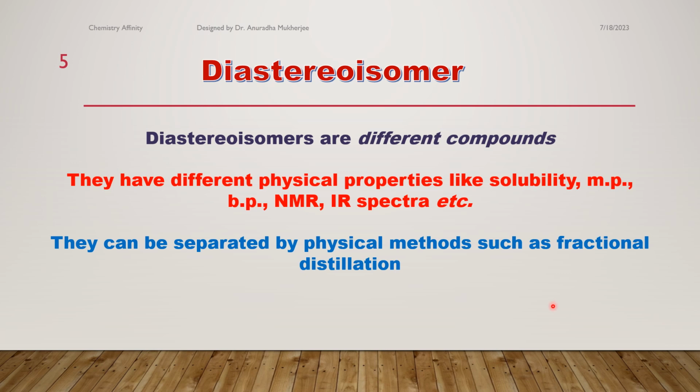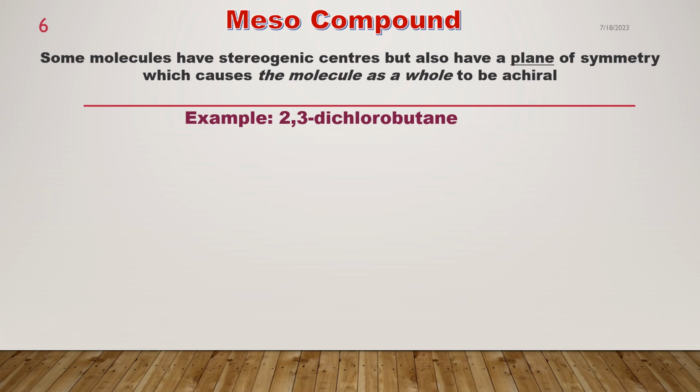Diastereomers are different compounds, so they have different physical properties like solubility, melting point and boiling point. That is the reason diastereomers can be separated by fractional distillation. Let's understand the concept of Meso compound. Meso compounds contain stereogenic centers, but they have a plane of symmetry. That's why the molecule is not chiral.